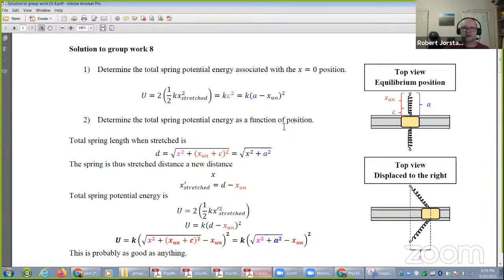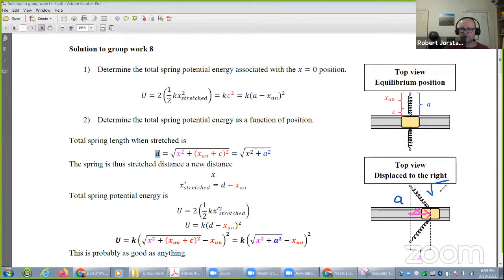Okay, sorry. And now when it's stretched, the total spring length is, if we look at this, hold on, let me get this right. This distance we're told was X, and this distance up here, I think, was A. So we know it's the square root of X squared plus A squared. That's the length. Some of you might have had this as X un plus C or whatever, but the idea is that's the total. And so the new amount it's stretched is this.